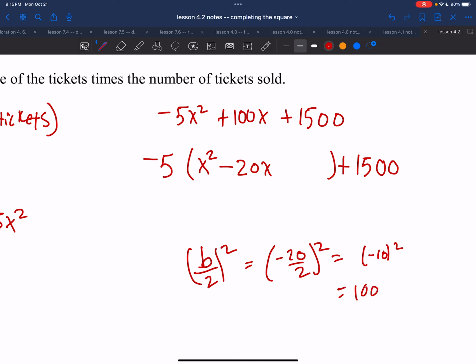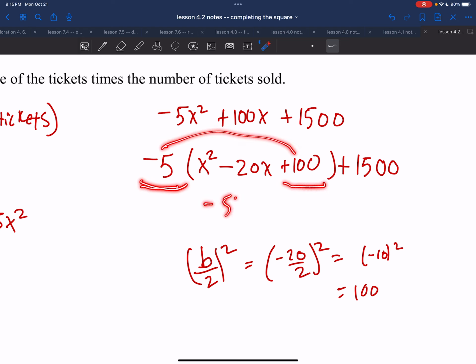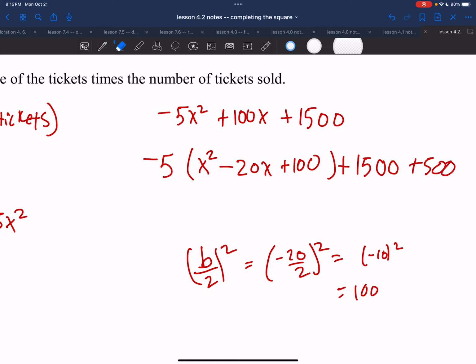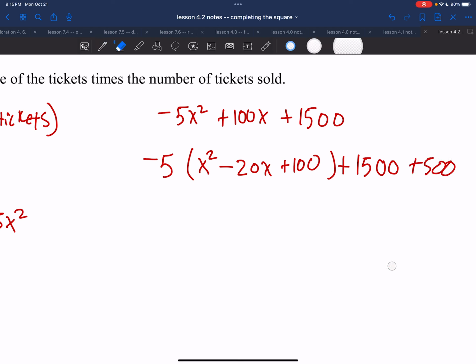Yippee! So this is plus 100, and then I must keep it balanced, right? So that's plus 100. This is negative 5 times 100. So what I've effectively done is I've introduced negative 5 times 100 to the equation, which means I've subtracted 500. To keep it balanced, I have to add 500 so that I've effectively added 0. So I will say plus 500 right there to keep this equation balanced.